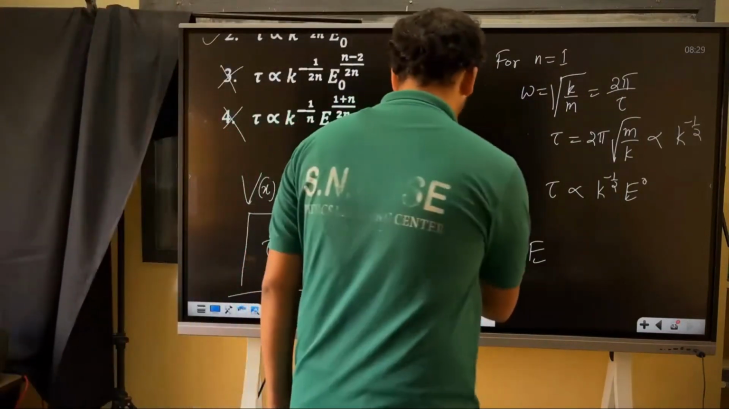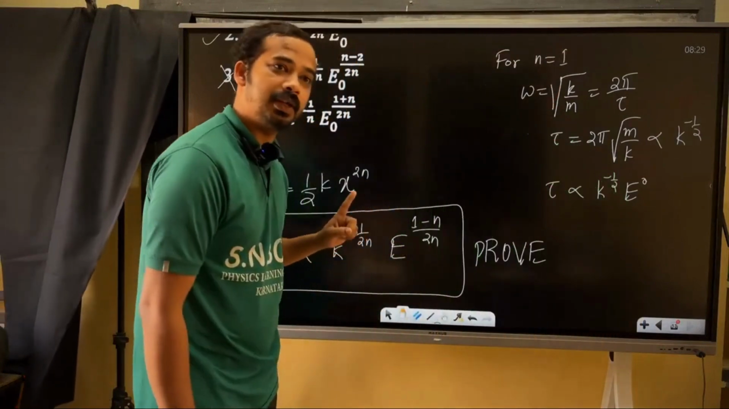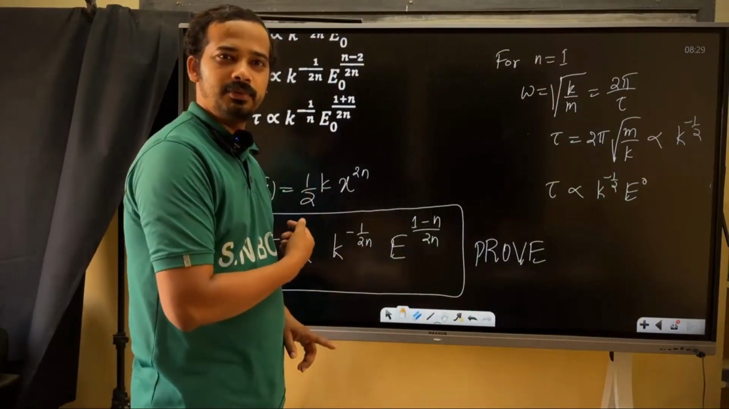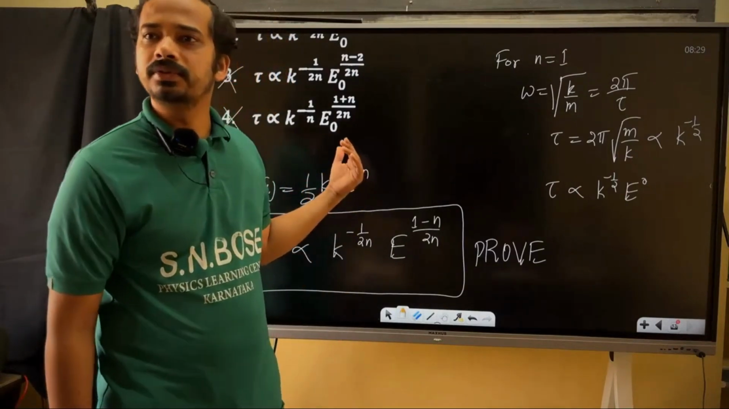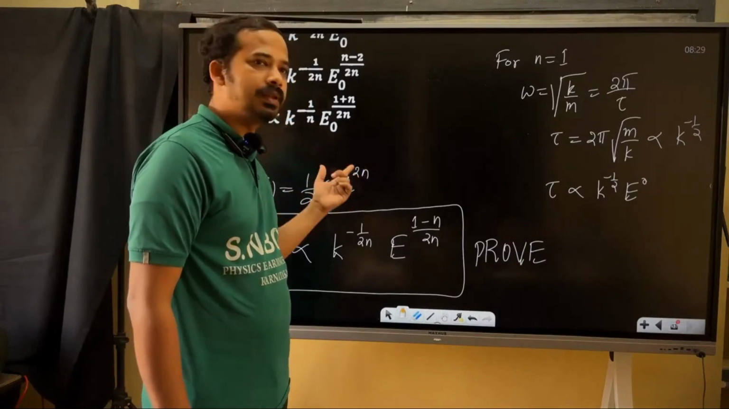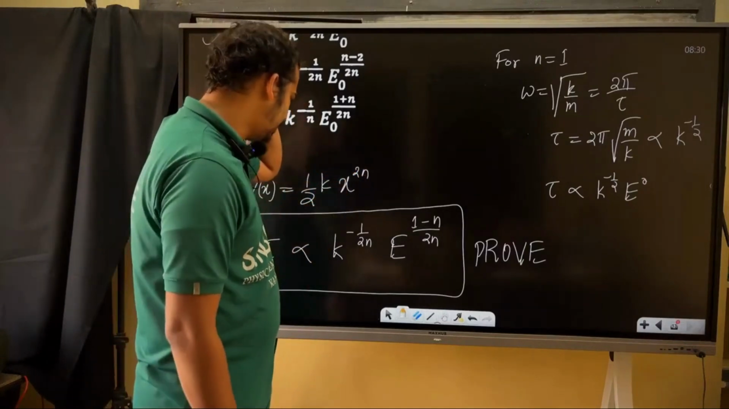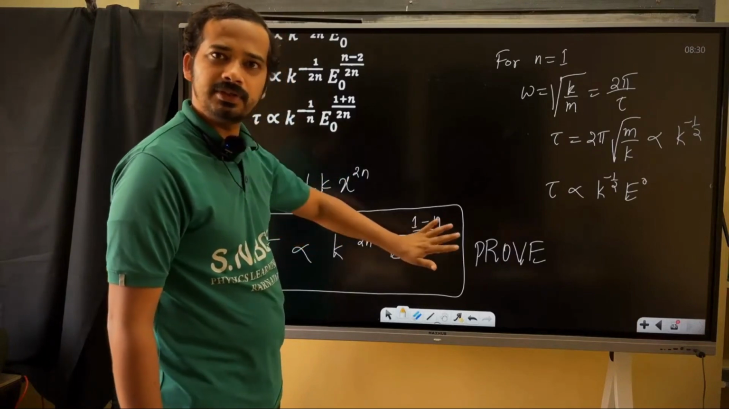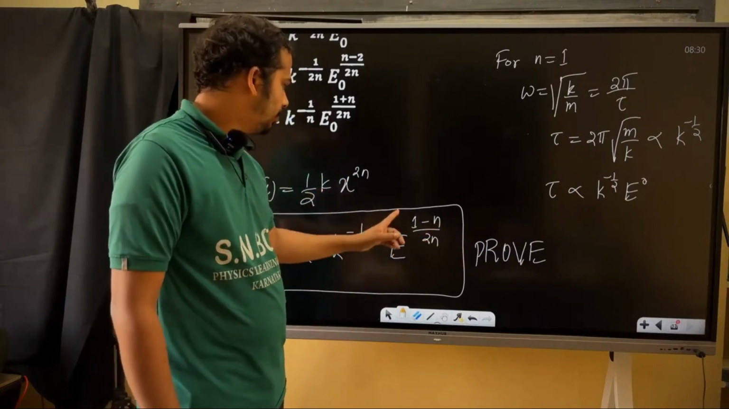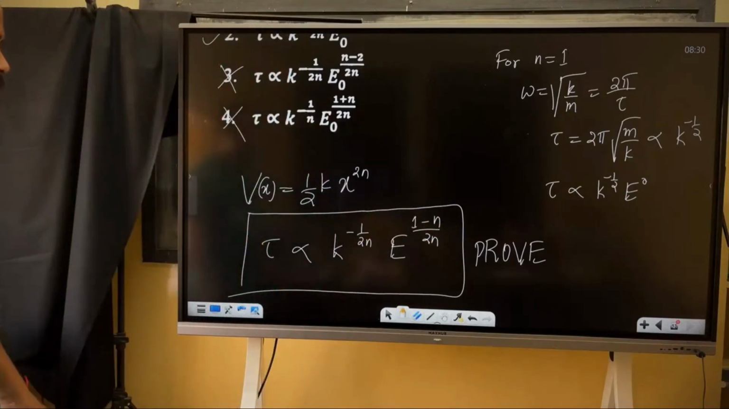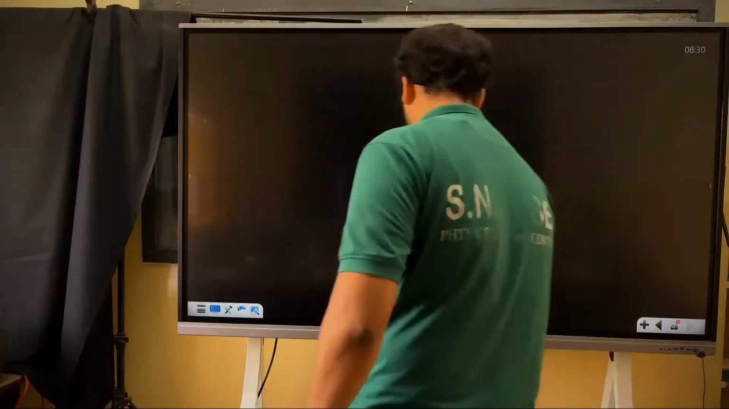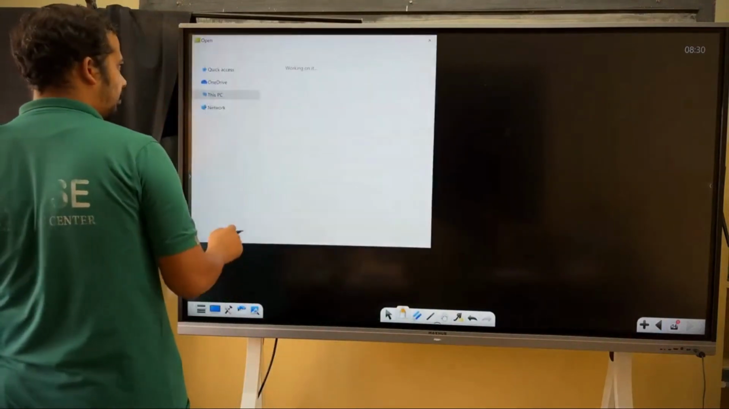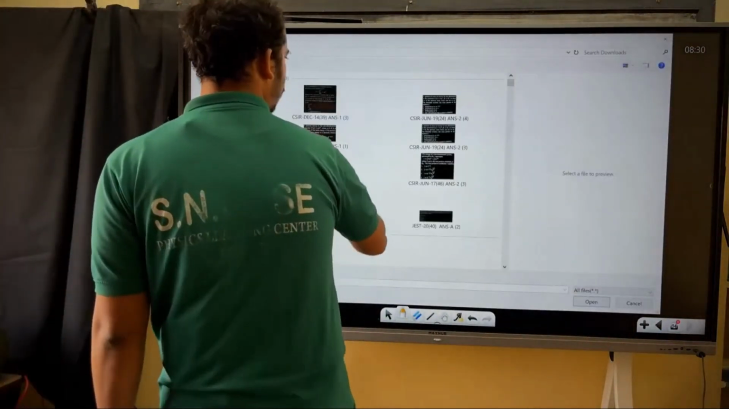Now look here. If I remember this one, I can go back and solve that problem within no time. He gave x power 6, am I right? So n is 3. He didn't mention that; he mentioned only how it is proportional to energy. 1 minus 3 divided by 6, that is minus 2 by 6, minus 1 by 3. So e power minus 1 by 3. You got my point? You solve it. I'll keep the problem here. I hope you got my logic. You solve this one.